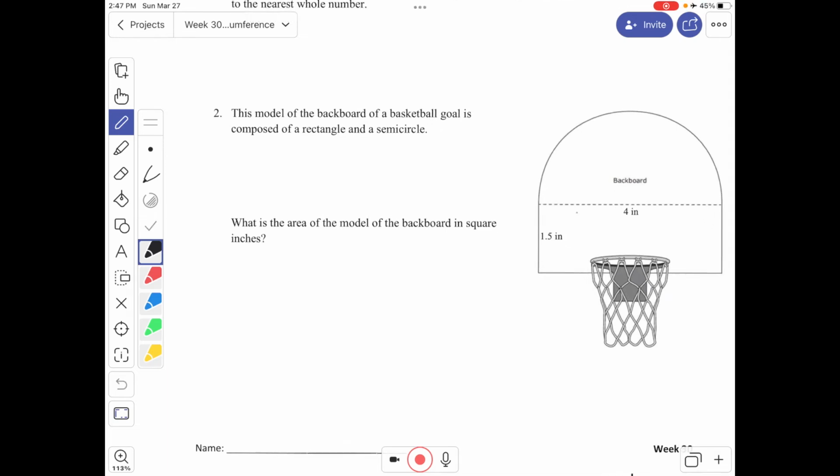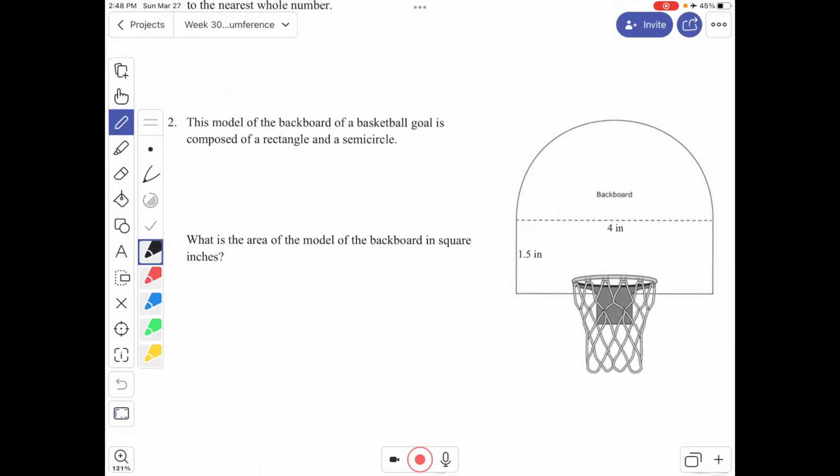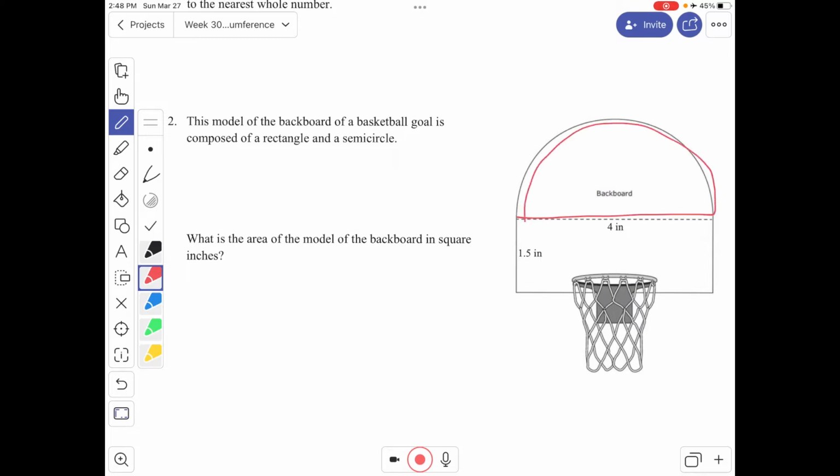Number 2. This model of the blackboard of a basketball goal is composed of a rectangle and a semicircle. What is the area of the model of the blackboard in square inches? So you're trying to find total surface area. This is a composite figure. So you find the area of this circle and add it to the area of this rectangle.